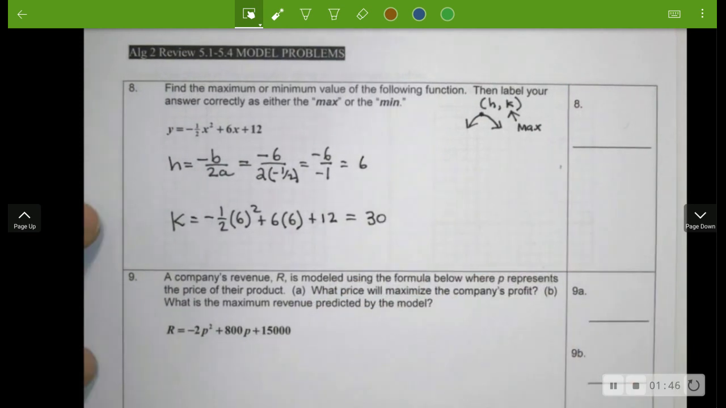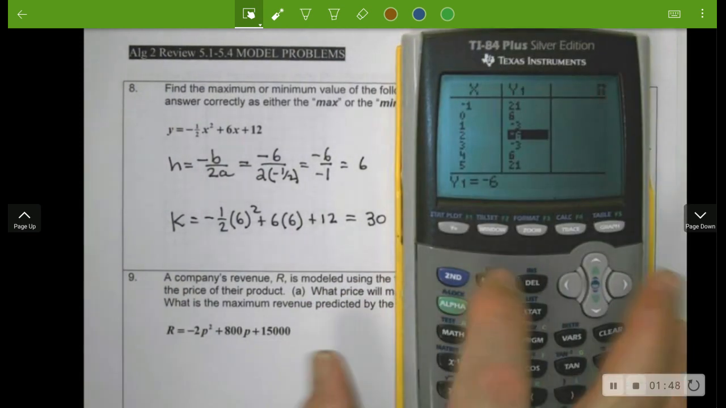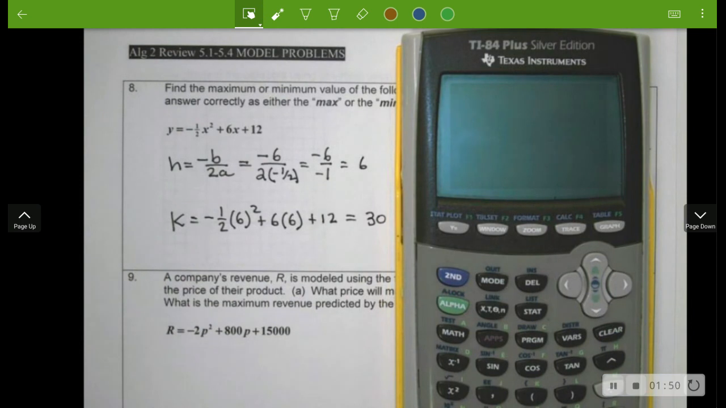Let me show you how to do it on your calculator. You just simply type what you see there. Negative 1/2 times 6 squared plus 6 times 6 plus 12, and you get your 30.